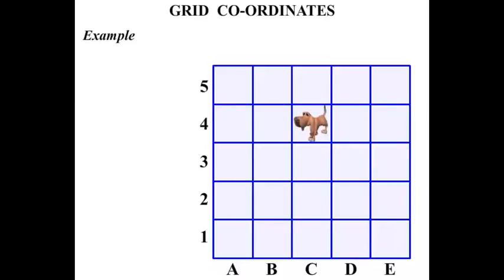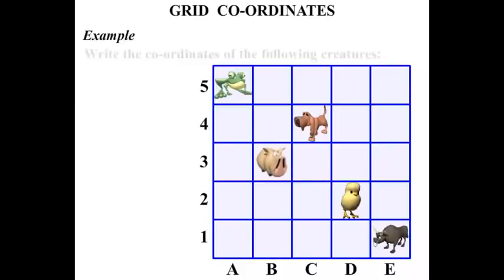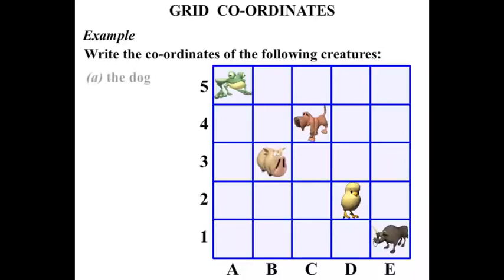We have a dog there, and a frog, a pig, a bull, and a chick. And we're asked to write the coordinates of the following creatures. Part A, the dog. Okay, let's see where the dog is. There he is. Now we're going to see what it matches up with. You can see that it's in line with the C. It's in the C column and in the row that's 4. So C and 4, we write C4.